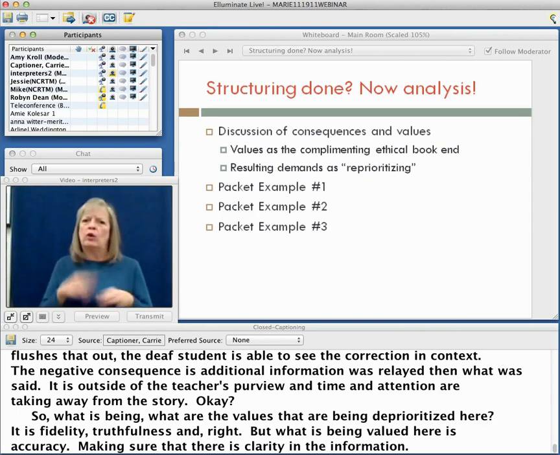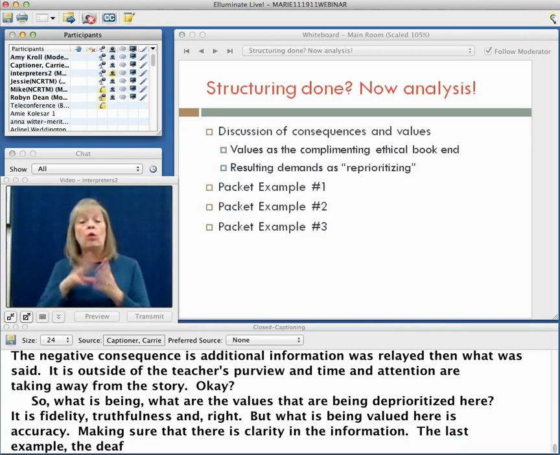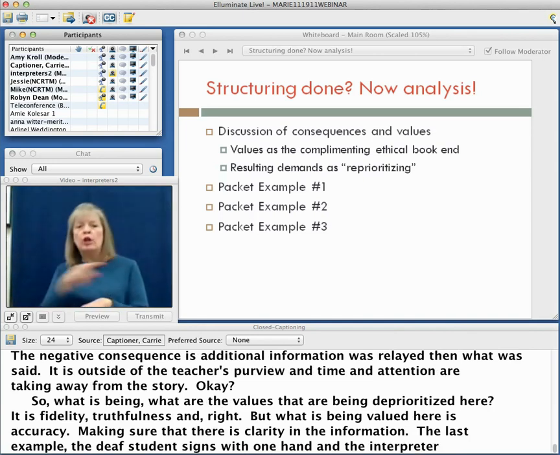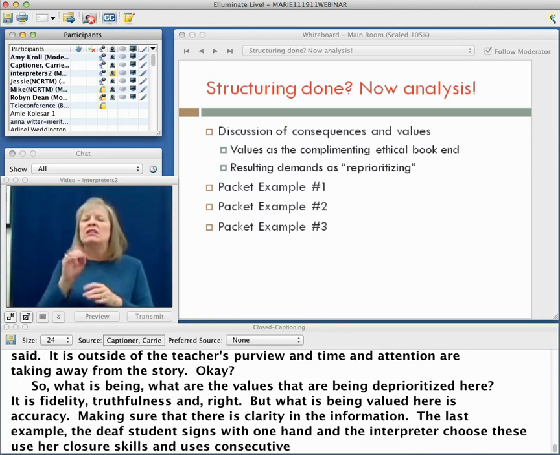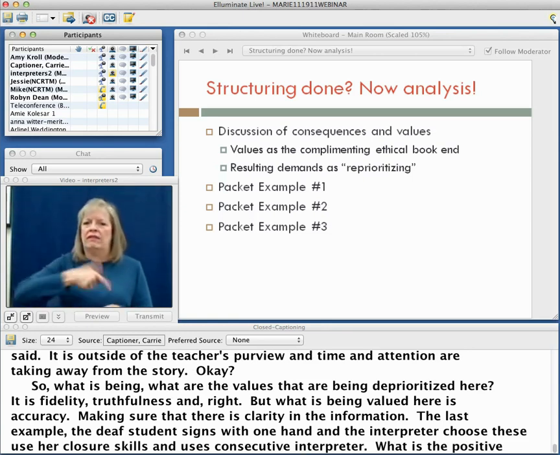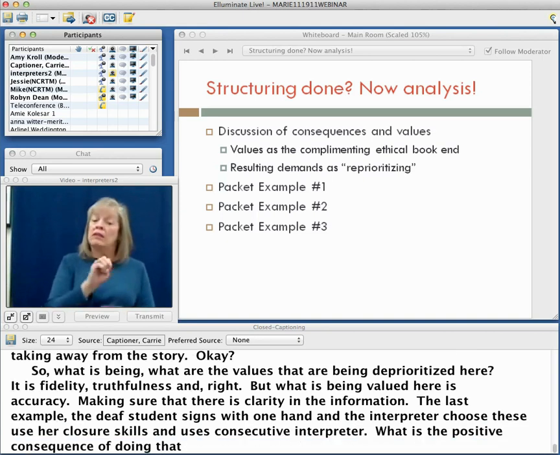And the last example, the deaf student signs with one hand, and the interpreter chooses to use her closure skills and just uses consecutive interpreting. What is the positive consequence of doing that? The deaf student is able to maintain his current position and train of thought.